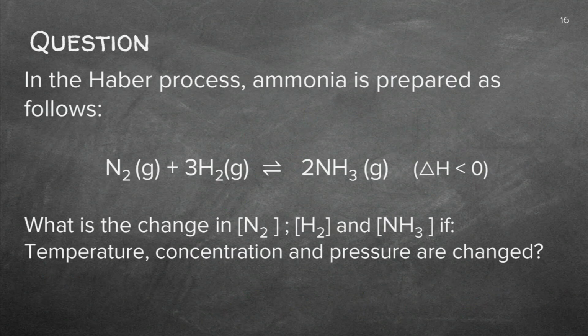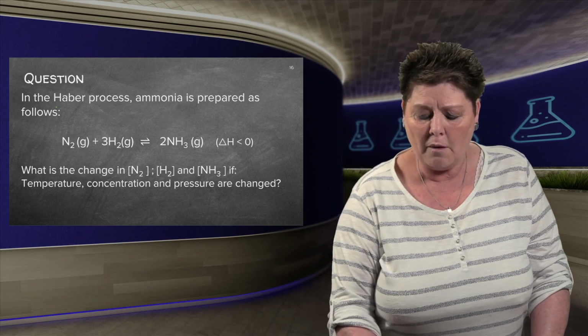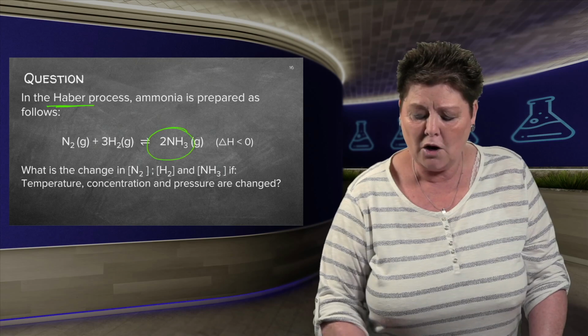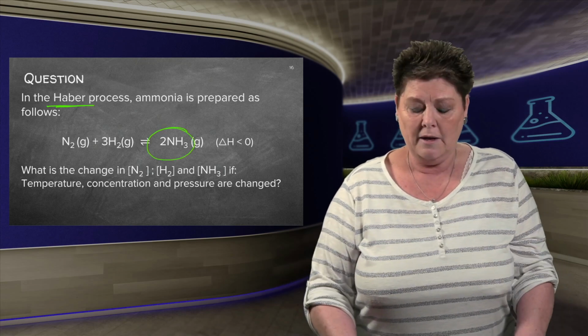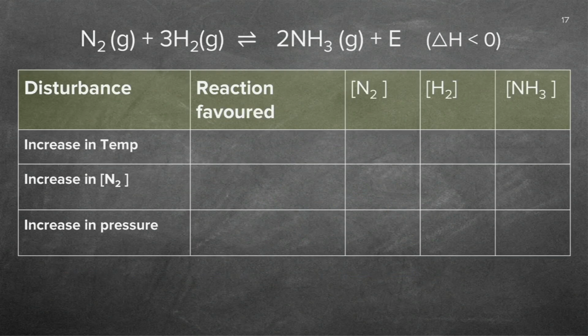In another question, and this is one of the typical questions in the exam, they've got the Haber process where they actually make ammonia, and it's a huge industry, and they want to know what is the change in N2 and H2, so those are the reactants, and the product if they change the temperature, concentration, and pressure. That's the question. Let's see. I'm going to do it in a table. I've got a reaction that's going to be favored, the reactants and the product there.